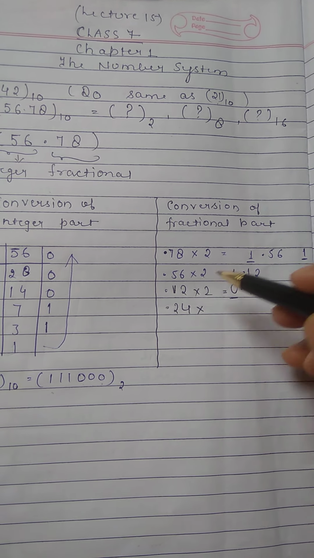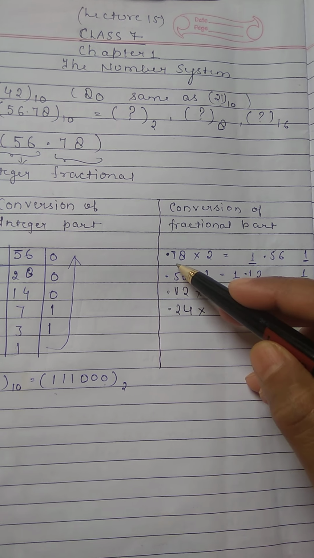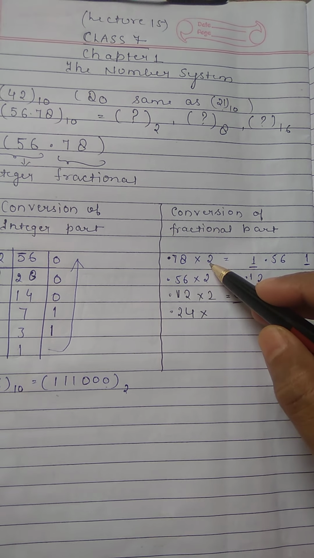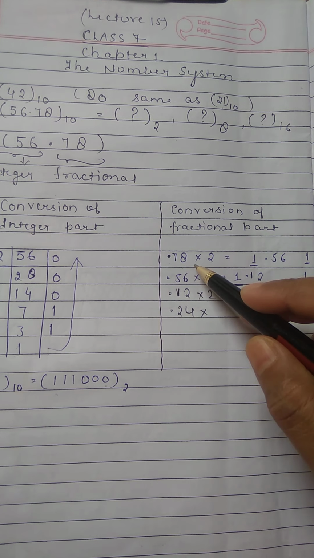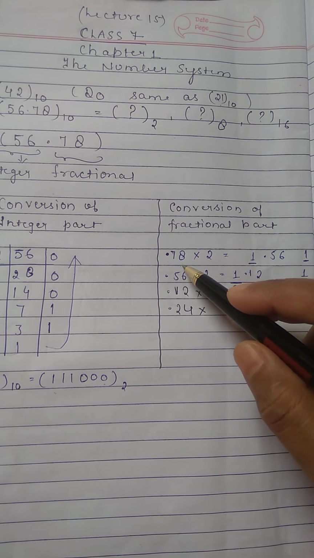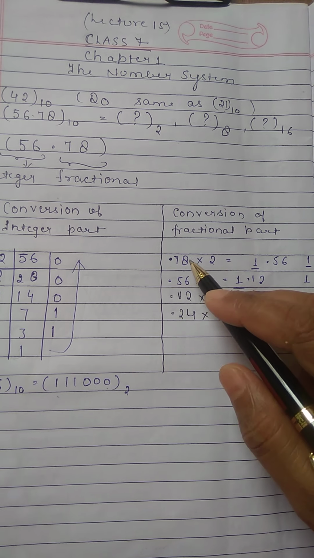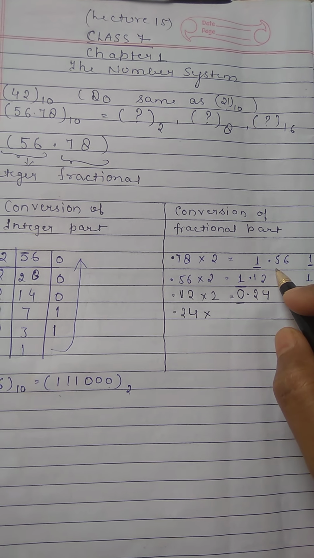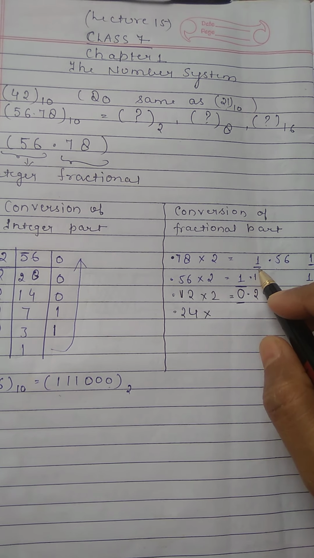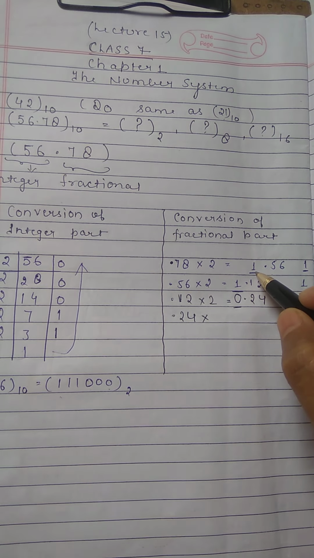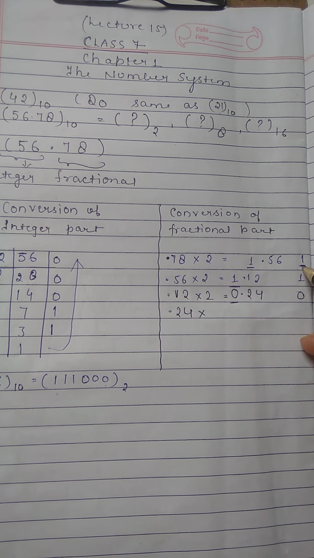In the fractional part we will note down only the fractional part, 0.78, and we will multiply it by 2 until we get 0 in the fractional part. 2 8s are 16, 2 7s are 14, plus 1 is 15. Now you are getting 1 here, so note down 1 on the right side.